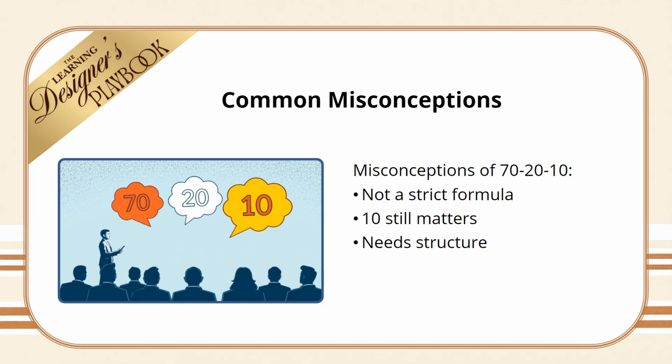A third misconception is that the model happens automatically. In fact, it requires thoughtful design and integration. Without structure, experiential and social opportunities may not happen consistently. Another myth is that the model only works in certain industries. In truth, it is adaptable across contexts. Some also mistakenly believe that coaching and mentoring are too time-consuming. With the right design, they can be scalable and efficient. Addressing these misconceptions helps organizations apply the model effectively. The goal is balance, not rigid percentages.